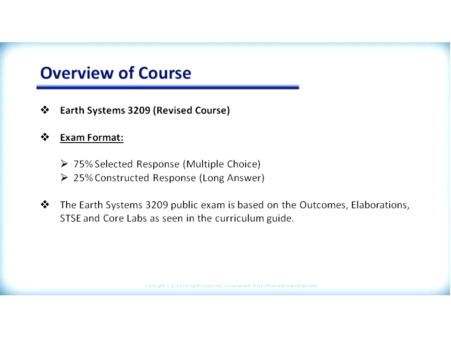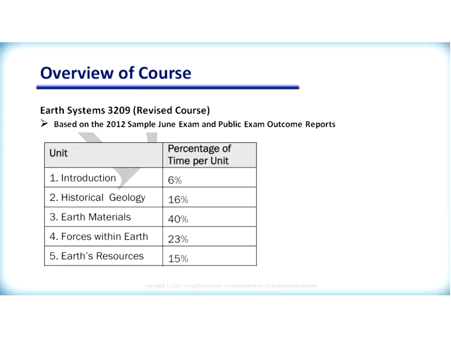The exam format that's presently in place includes 75 selected response or multiple choice questions, 25 constructed response or long answer questions. Your Earth Systems public exam is based on the outcomes, elaborations, STE, STSE, and core labs that can be seen in the curriculum guide. An overview of the course based on the 2012 sample June exam and public exam outcome reports, which can be found on the Department of Education website and will be elaborated on later in this presentation.